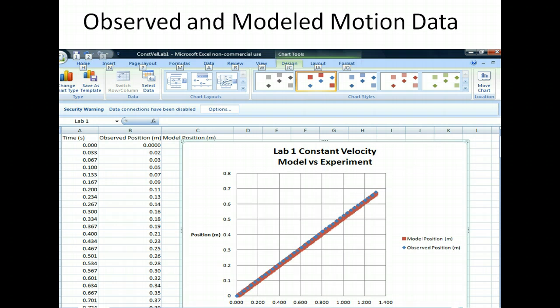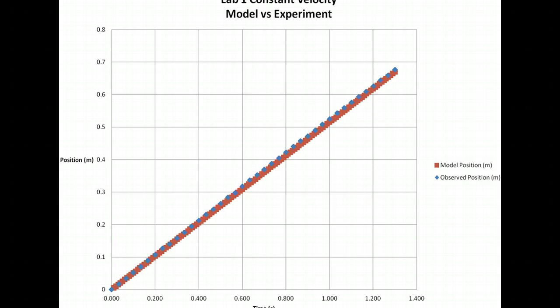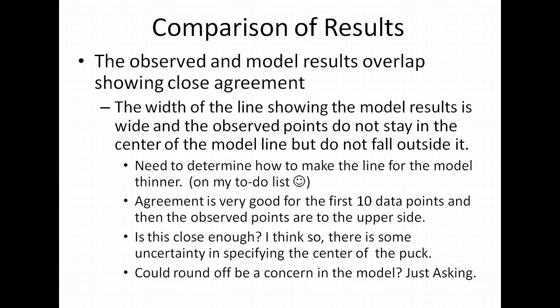Here is the spreadsheet of the two data sets, the observed data and the modeled position data, and they essentially overlap as shown. Here is a closer view of that screenshot. The first 10 data points are right in the center of the model position. They drift to the upper side of that bar. I did not know how to make that bar any thinner in Excel. It's on my to-do list.